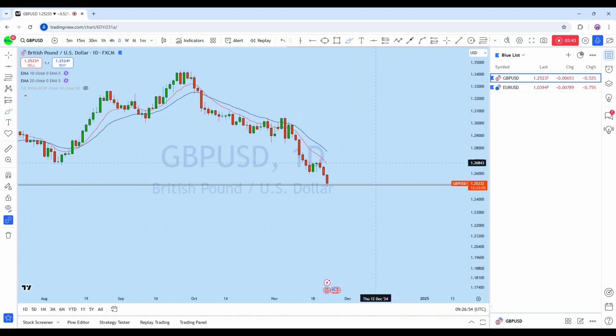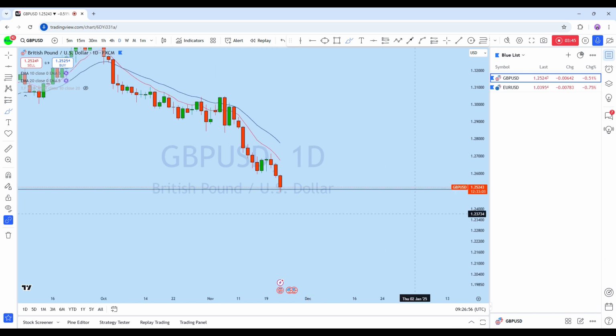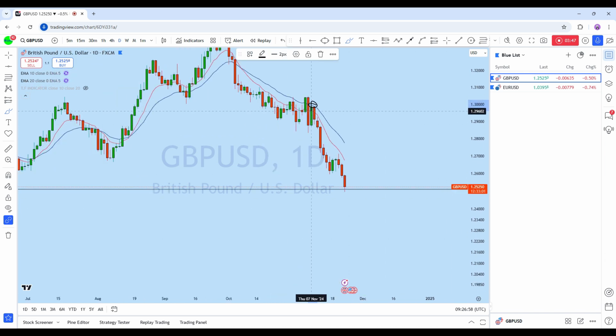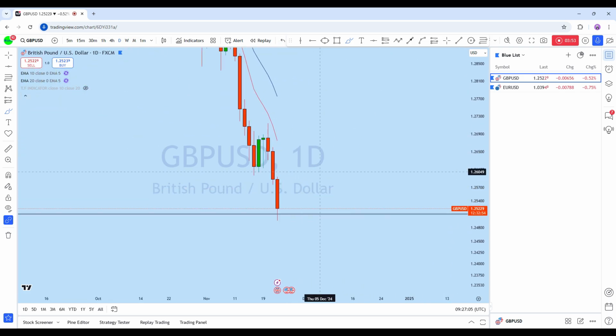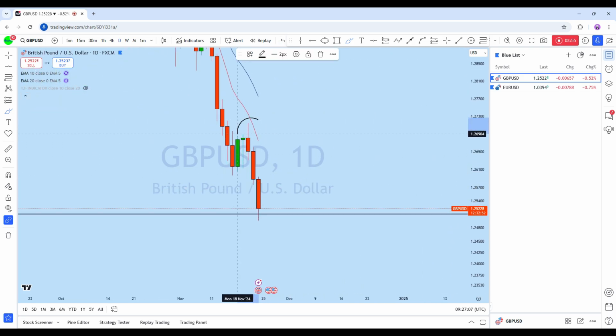Now looking at the daily chart, we can see the market trend is bearish. From here there is a massive drop followed by this pullback, and we can see the market again trending to the downside to create a new lower low. We can see a bearish engulfer, another bearish candle, and another bearish candle on GBPUSD.